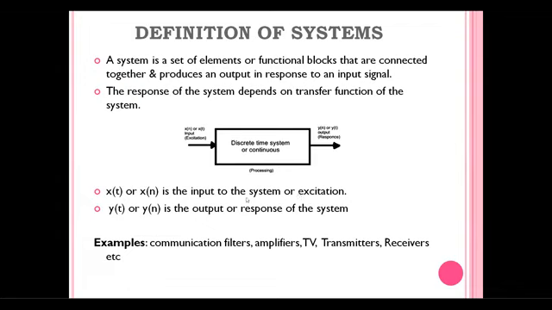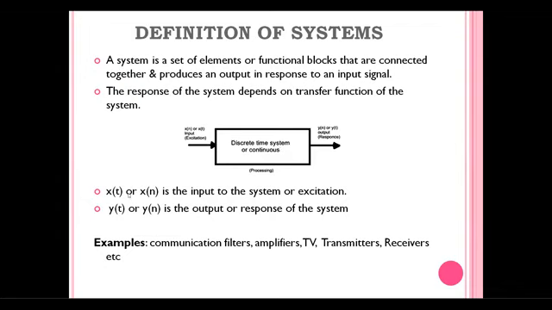The amplifier is a very good example. The amplifier and our fan are very good examples of a continuous time system. What is the input applied to the amplifier? The analog signal, the continuous time signal. So the amplifier always gets a continuous time signal as input, and it produces a continuous time signal as output. That's why the amplifier is an example of a continuous time system. And digital systems are all discrete time systems.